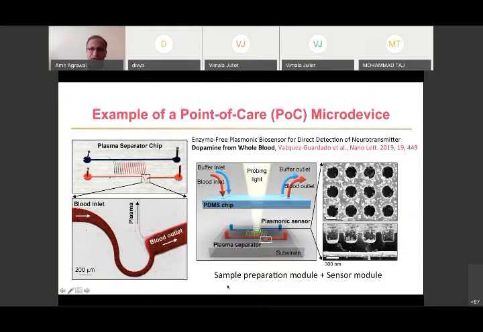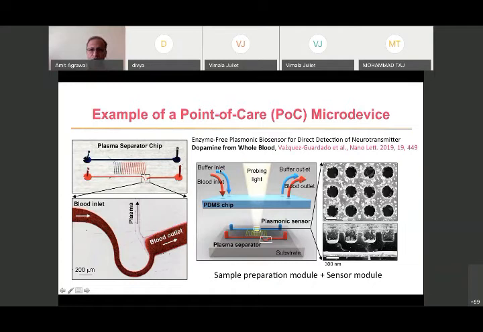We are using this as an example because this study has actually used our device to do this test of dopamine from blood. The second module you see here is a sensor module, where this dopamine is taken and sensed, or the amount of it is sensed. Just to summarize, we are saying that any device is expected to have a few modules.